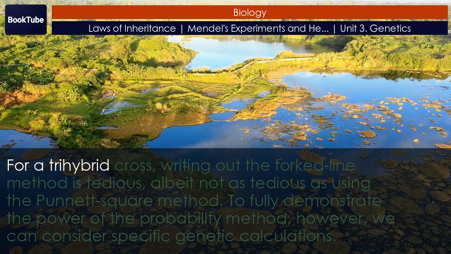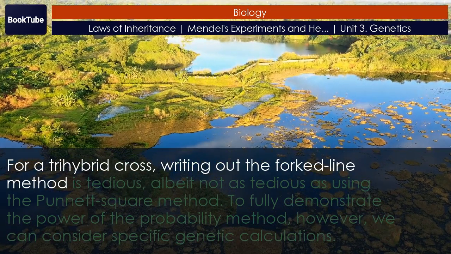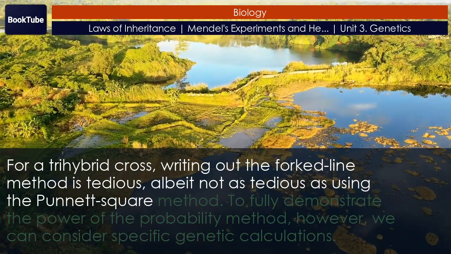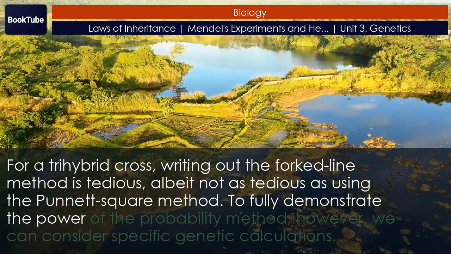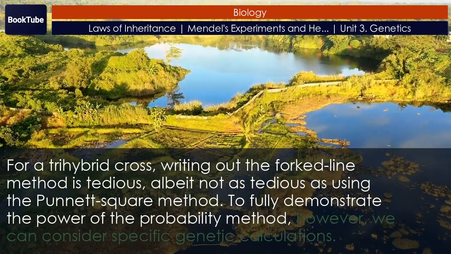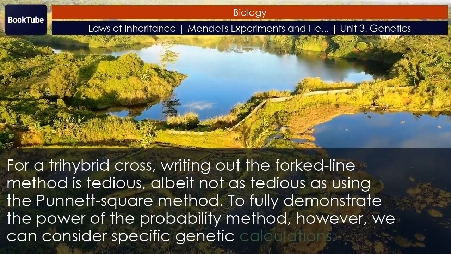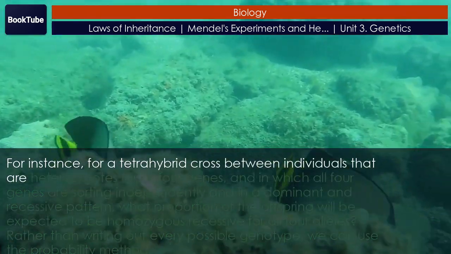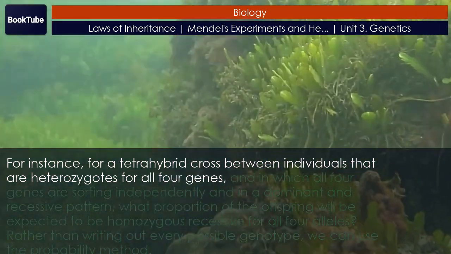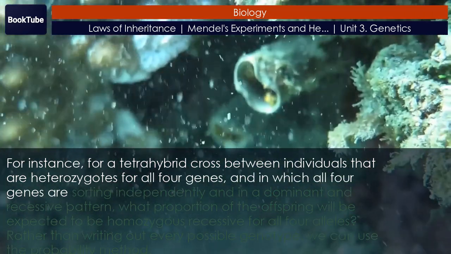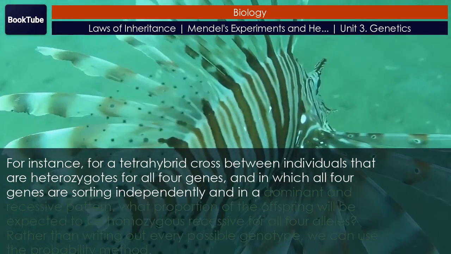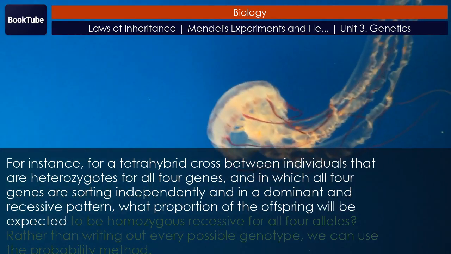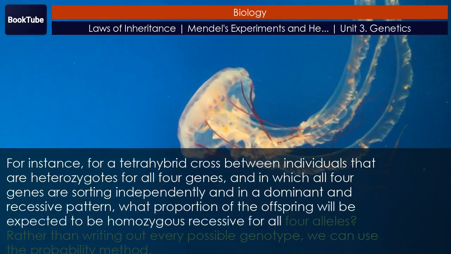For a trihybrid cross, writing out the forked line method is tedious, albeit not as tedious as using the Punnett square method. To fully demonstrate the power of the probability method, however, we can consider specific genetic calculations. For instance, for a tetrahybrid cross between individuals that are heterozygotes for all 4 genes, and in which all 4 genes are sorting independently and in a dominant and recessive pattern, what proportion of the offspring will be expected to be homozygous recessive for all 4 alleles?